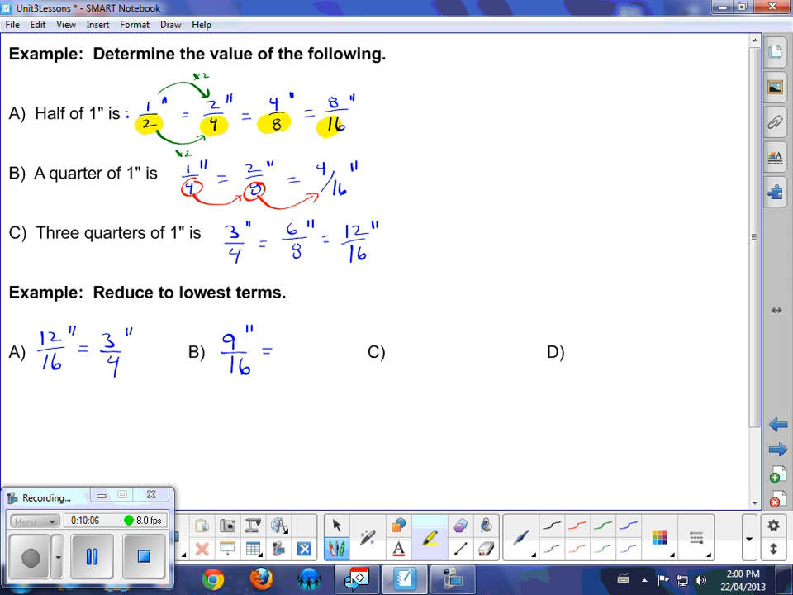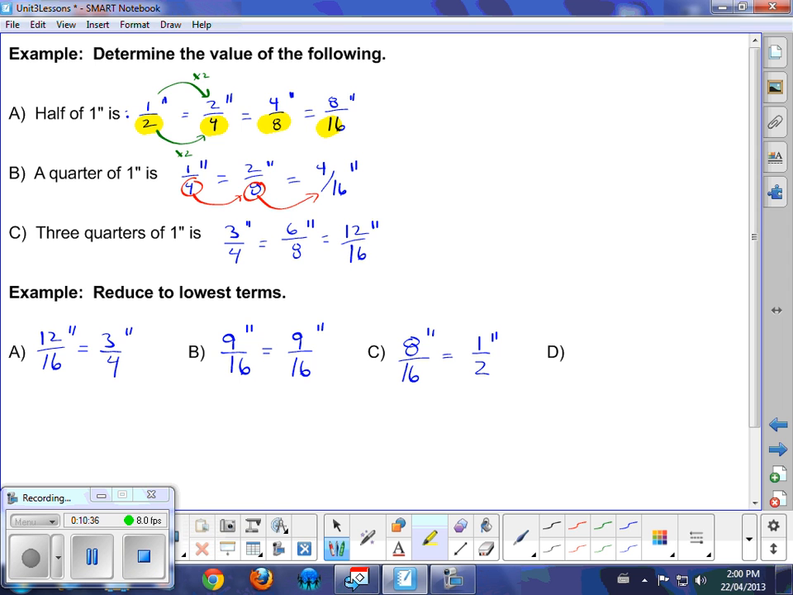9/16. What divides into 9? So you've got your chart to look at. The only things that divide 9 evenly are 1 and 3. 16 doesn't divide by 3, so this one is in lowest terms, 9/16. It's a bit of a trick question, so to speak. What about 8/16? Well, 8 is just half of 16, so that means we have 1/2 of an inch.